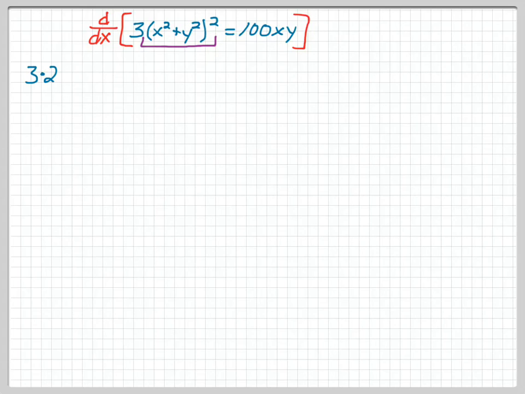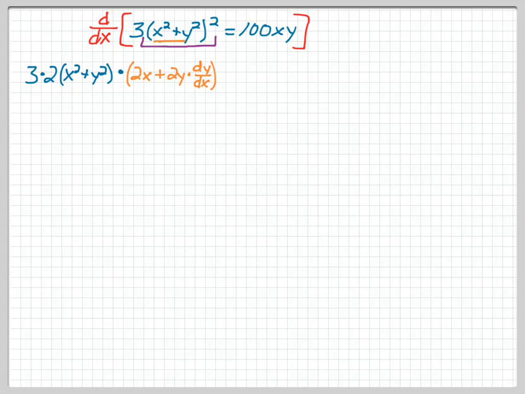Alright, and the 3 comes along for the ride. So 3 times 2 times (x squared plus y squared) times the derivative of the inside. Now we're going to take the derivative of x squared with respect to x, and the derivative of y squared with respect to x. The derivative of x squared with respect to x is 2x. For the derivative of y squared with respect to x, we use that idea of incorporating the u in there, and we get 2y times dy over dx.